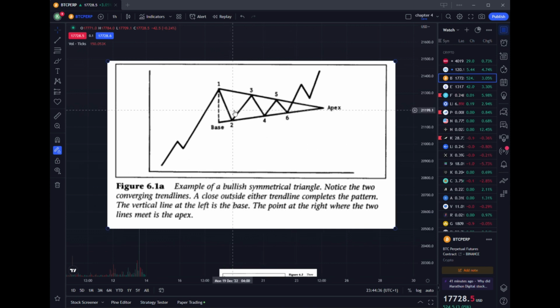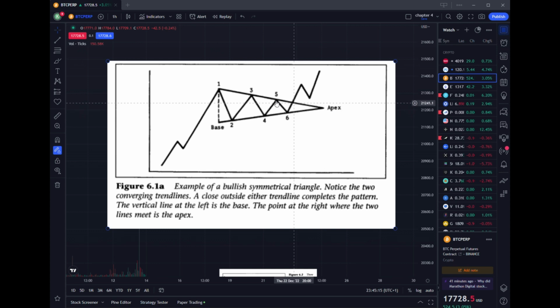First of all, there are actually 3 different triangles. You get a symmetrical, which you see right here, a descending, and an ascending. With a symmetrical, from where it came from, it will most likely continue this pattern. It doesn't have to, but the price is most likely going to break out in the direction of the prior trend. And this trend is also most of the time taken from 1 to the base, and you can double that, which is probably most of the time the breakout price, sort of.